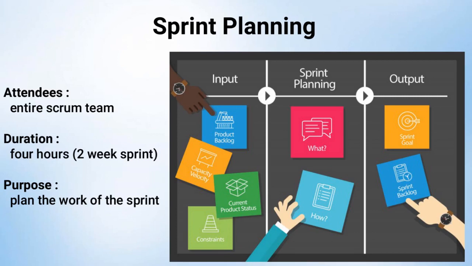The purpose of this meeting has been met when there is an agreed upon sprint goal and sprint backlog. The sprint backlog contains the issues that the development team has agreed to complete during the sprint, as well as a plan for completing that work.